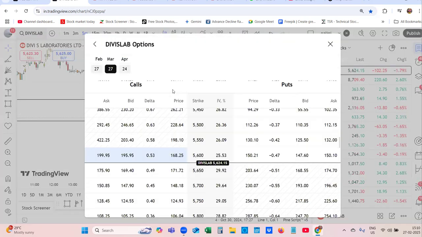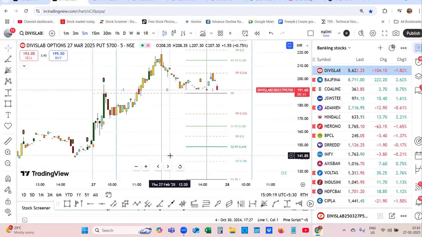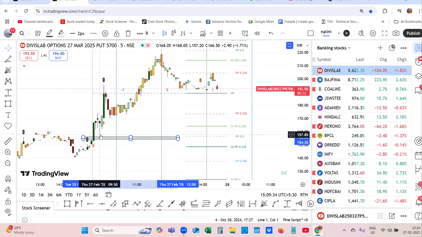it has done here. We need to take only the 27th March, next month put option, because we cannot go into that. So I'm clicking on the 5,700 put option, 193 rupees. There will not be much liquidity in the market. So you can see it started from 27. It started from the level of 153. So you could have entered around this level.